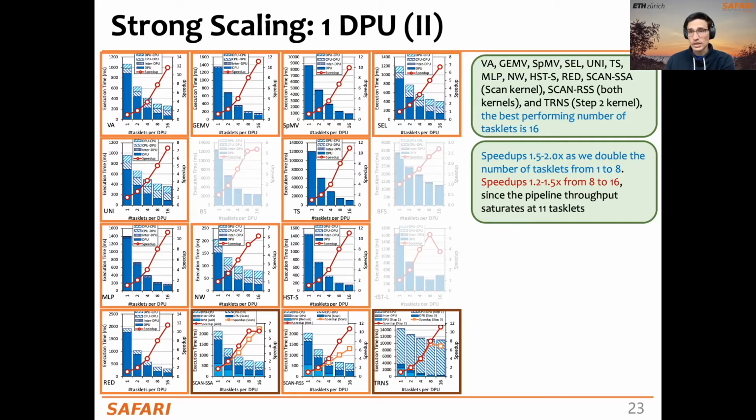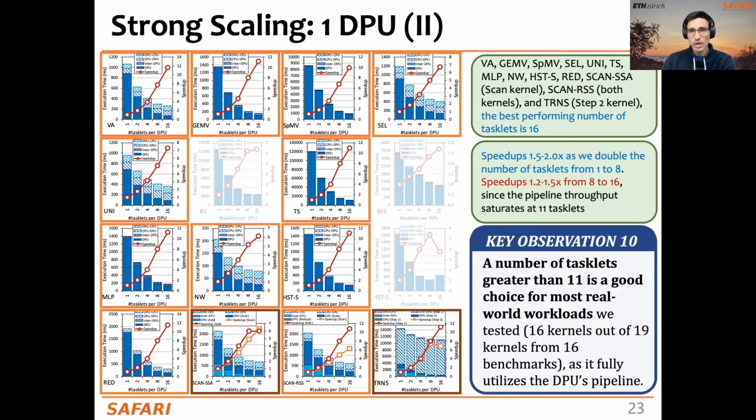The reason for that is that the pipeline throughput, as you may remember from the corresponding lecture, saturates at 11 tasklets. So one key observation is that a number of tasklets greater than 11 is a good choice for most real-world workloads that we tested, in particular for 16 kernels out of the 19 kernels that we have in the 16 PrIM benchmarks. And the reason is that 11 or more tasklets fully utilize the DPU pipeline.